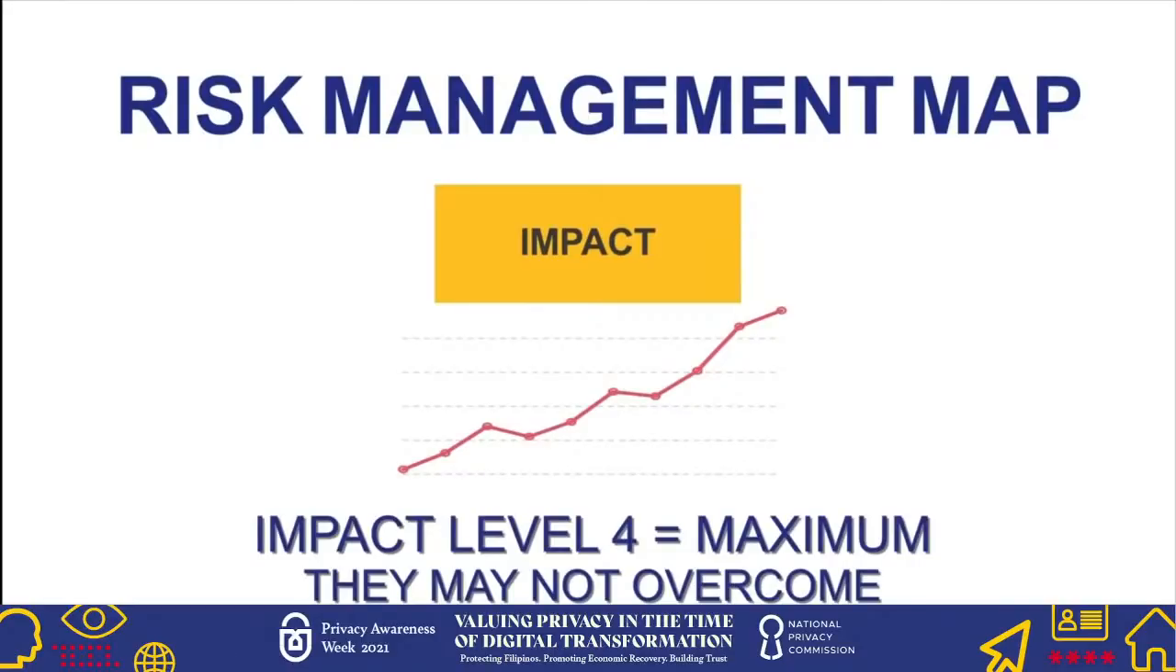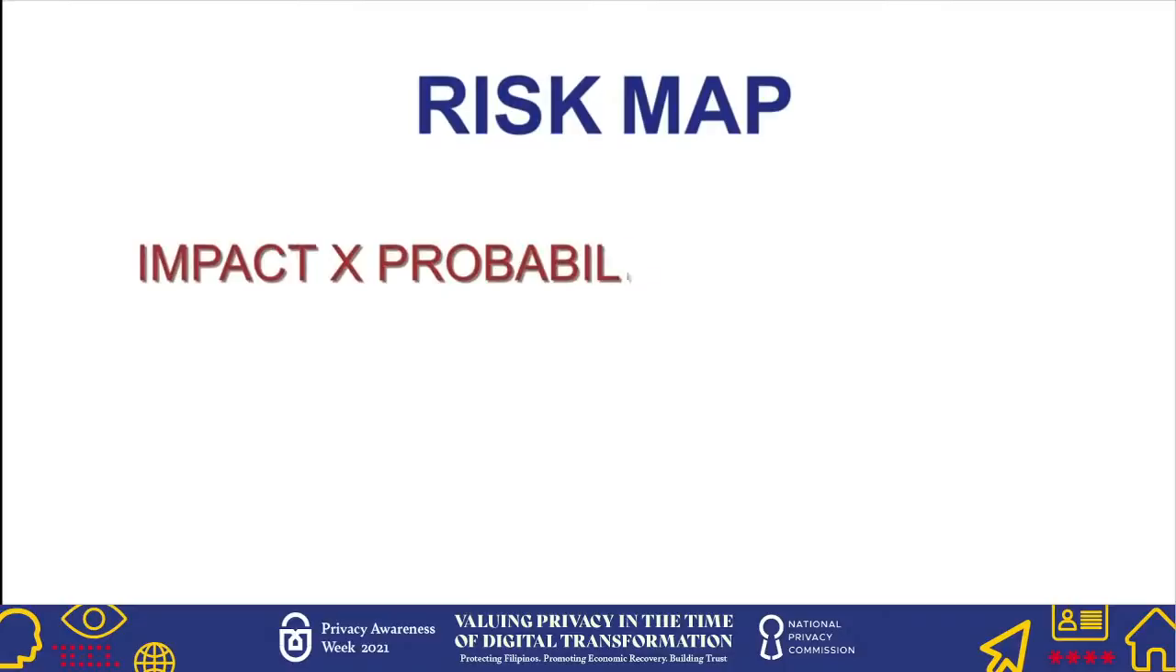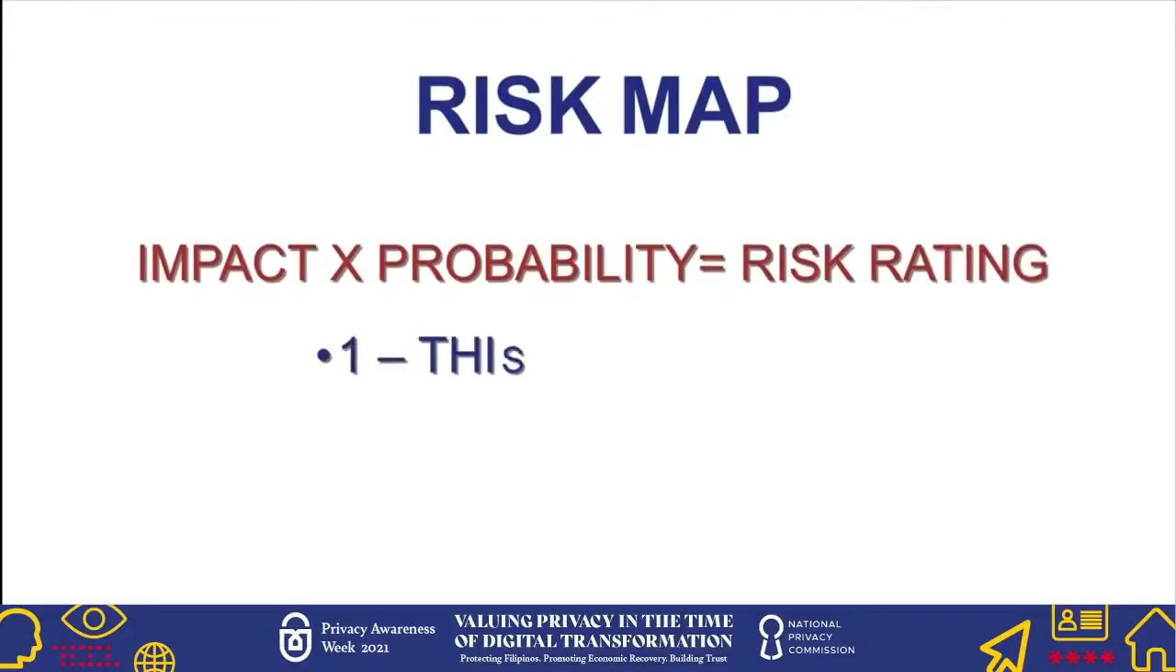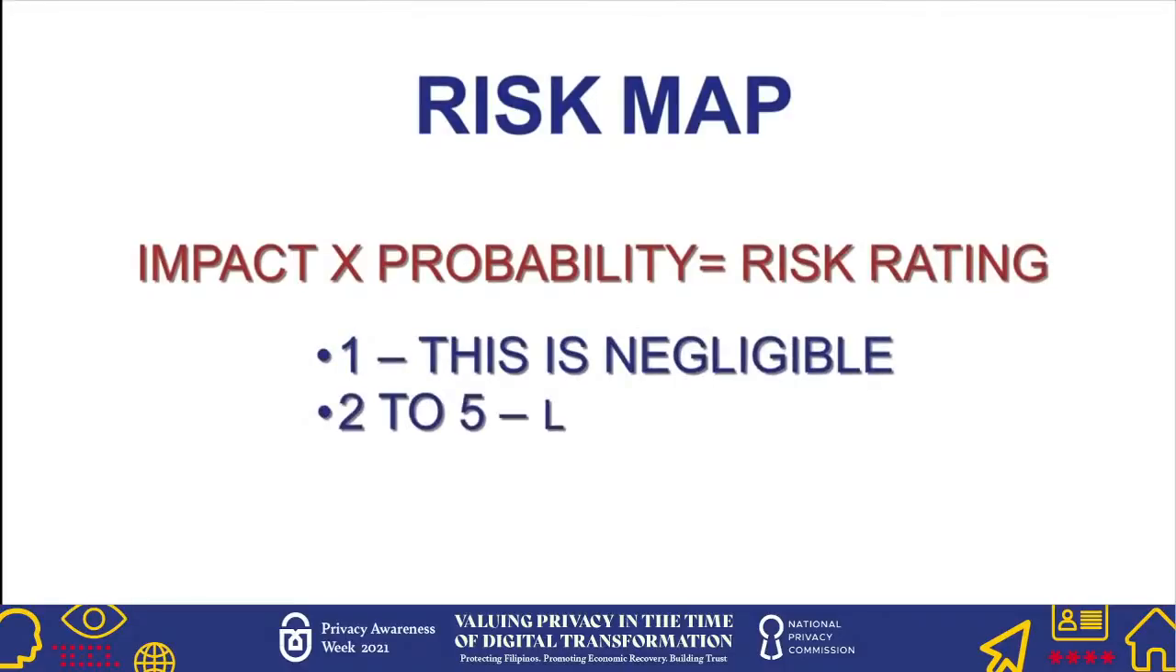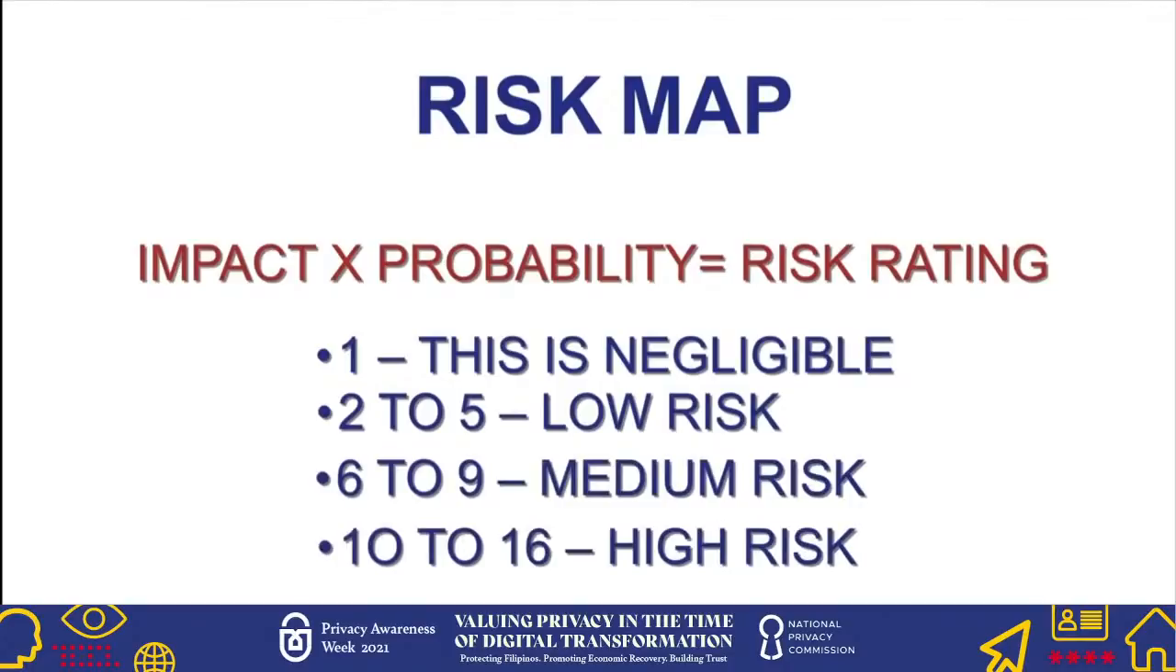To complete our understanding of the risk we want to manage, let's take a look at the risk map. The risk rating is computed this way. Impact multiplied by probability equals the risk rating. Based on the formula, if the risk rating is 1, this is negligible. 2 to 5, low risk. 6 to 9, medium risk. 10 to 16, high risk.